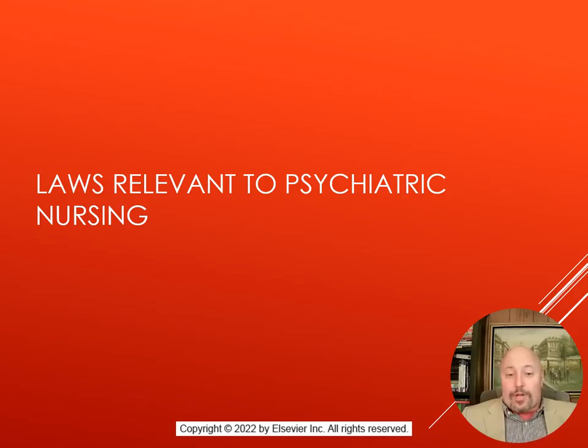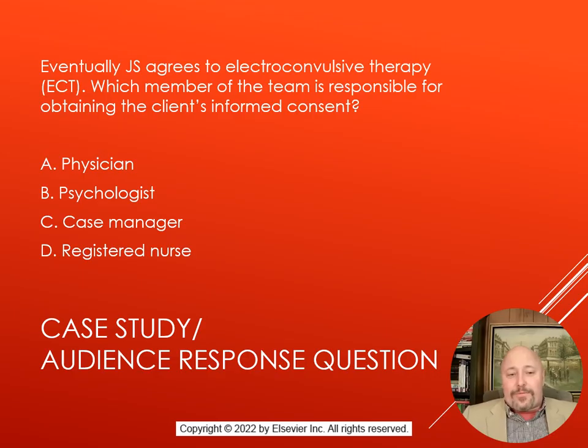Let's talk about other laws relevant to psychiatric nursing. Back to our friend J.S. Eventually he agrees to electroconvulsive therapy, ECT, which I believe we talked about in a previous chapter. Which member of the team is responsible for obtaining the client's informed consent? Is that A, the physician, B, the psychologist, C, the case manager, or D, the registered nurse? And that answer is A, the physician. The physician is responsible for obtaining that informed consent.